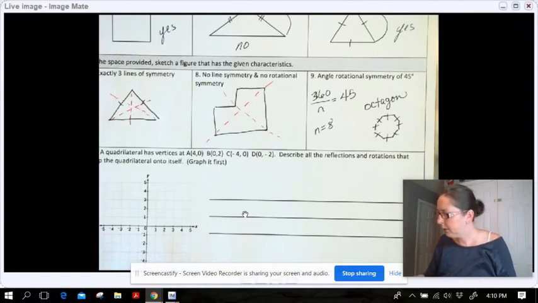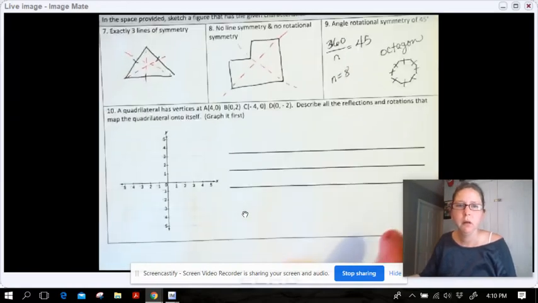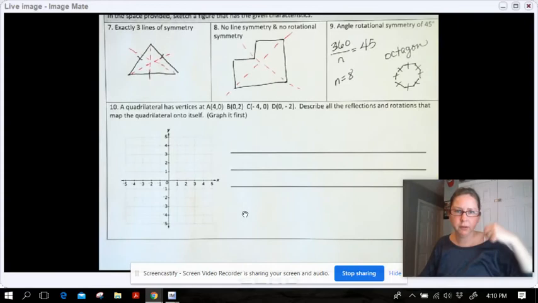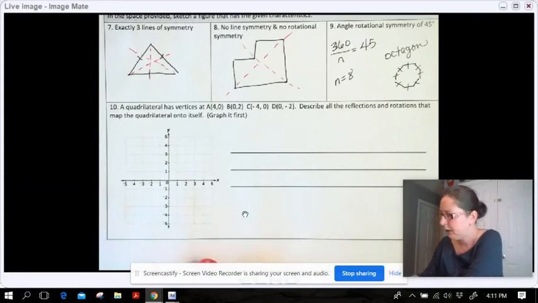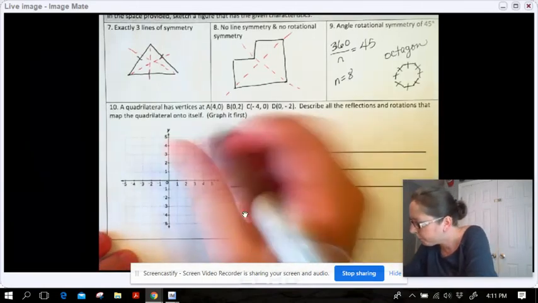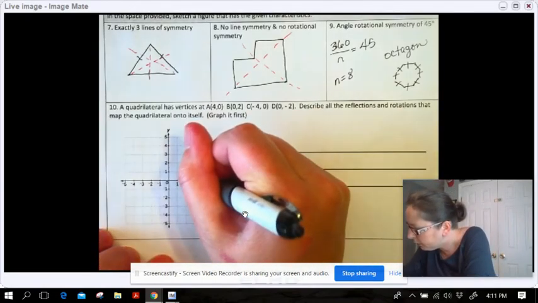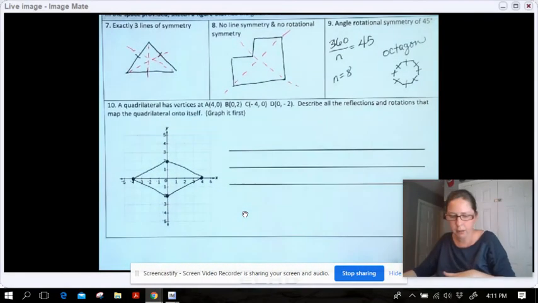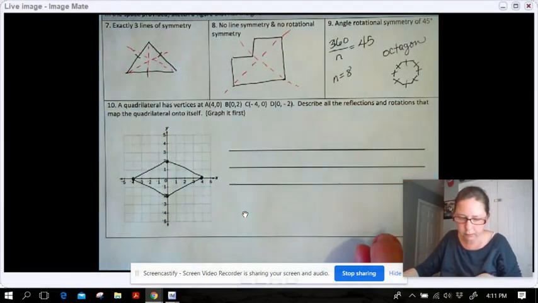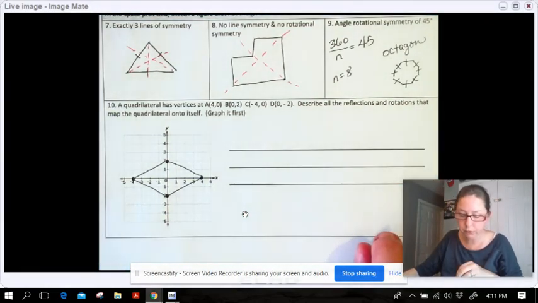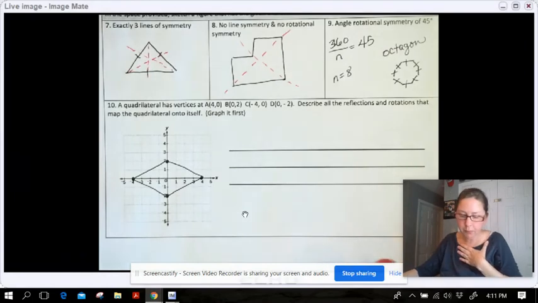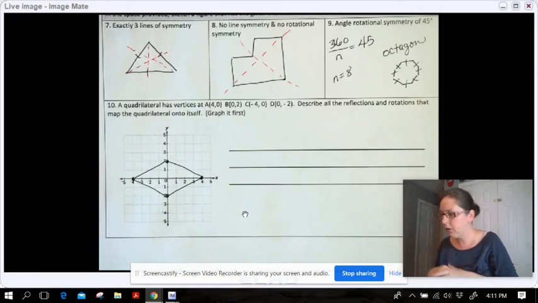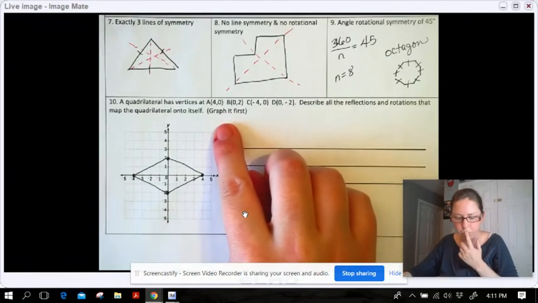All right, let's look at number 10. A quadrilateral has vertices at these locations. So the first thing I'm going to tell you to do is plot those points. So 4, 0. Describe all of the reflections and rotations that map the quadrilateral onto itself. So the first thing that we did was we made the graph, okay, right here.